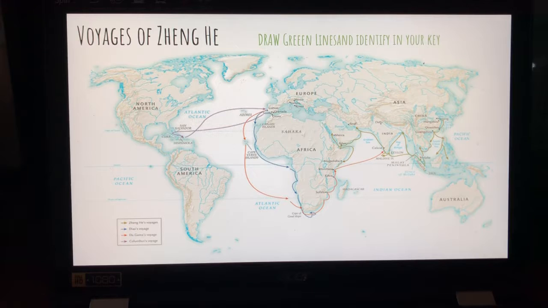The next thing we're going to do on our map is we're going to draw in green lines and identify in our key the voyages of Zheng He.